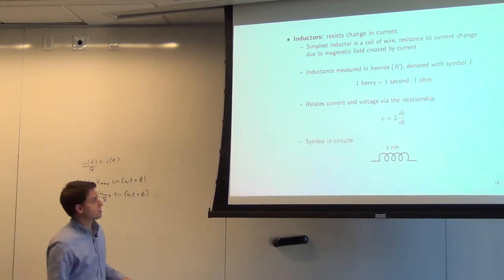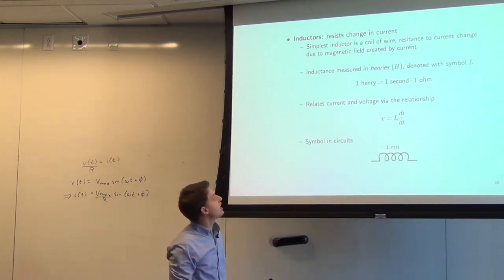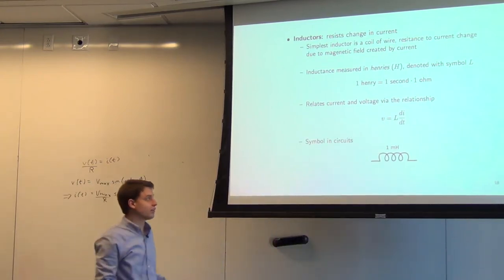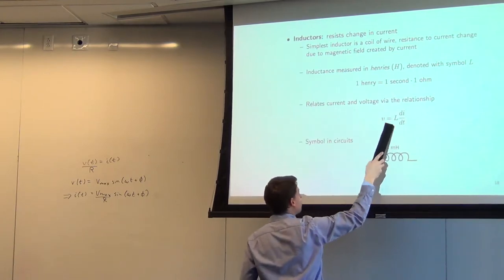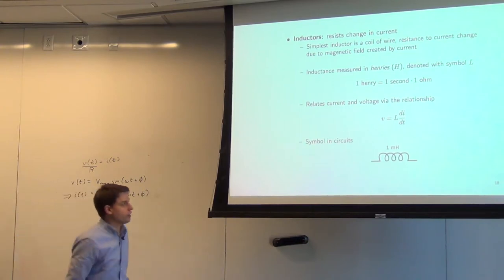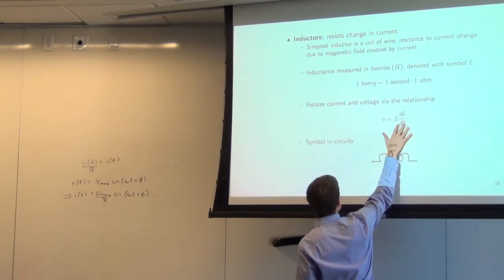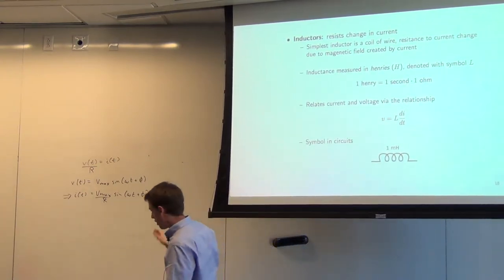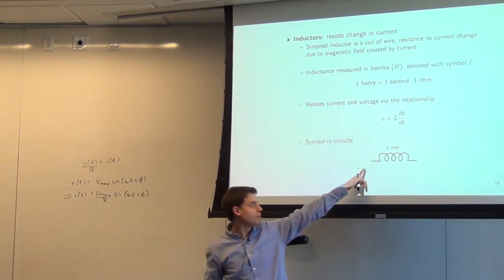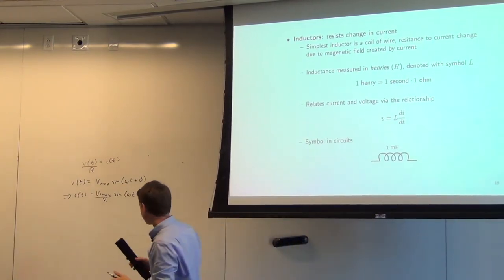The unit of inductance is called a Henry, and that's just 1 second times 1 ohm. But the way to understand inductors, I think, is through this law, which is essentially the same thing as Ohm's law, just defining it for an inductor. It's essentially Ohm's law, but it has to do with derivatives instead of raw quantities. What that is saying is that the derivative of the current is equal to the voltage over this quantity L, which is the inductance. And the symbol of this in circuits is these little loops meant to indicate a loop of wire.